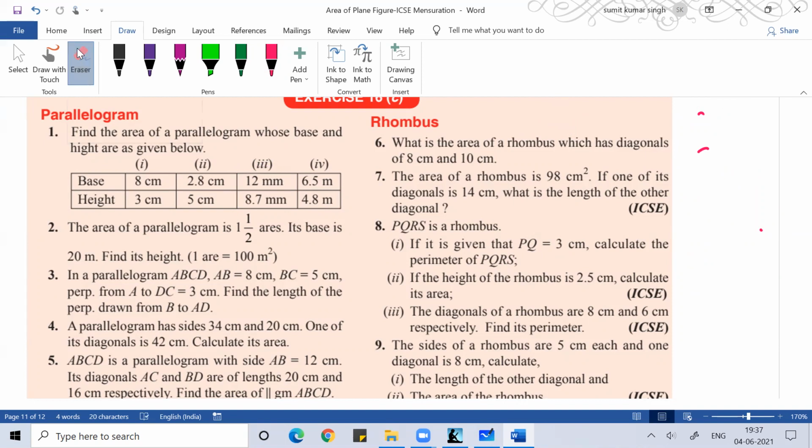Second one, 1 hour is equal to 100 meters square. That is the given one. I was about to ask you, 1 hour equals how many meters square? Tell me the second one's answer.